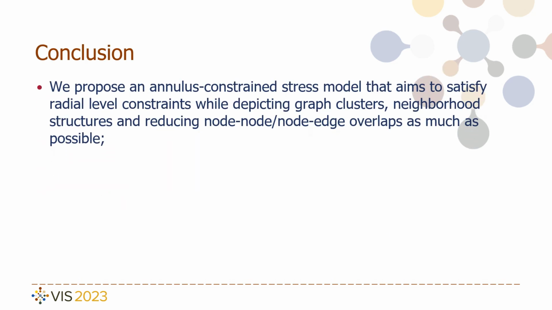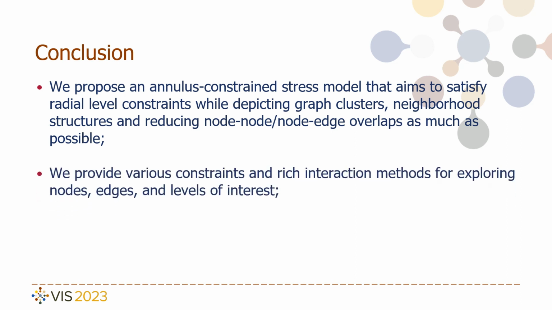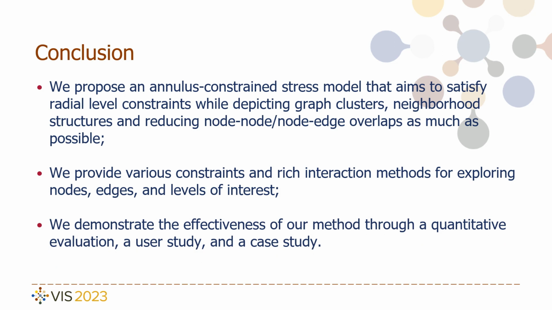In conclusion, we propose an Annulus-constrained stress model that aims to satisfy radial level constraints while depicting graph clusters, neighborhood structures, and reducing node-to-node and node-to-edge overlaps as much as possible. Secondly, we provide various constraints and rich interaction methods for exploring nodes, edges, and levels of interest. Lastly, we demonstrate the effectiveness of our method through a quantitative evaluation, a user study, and a case study.